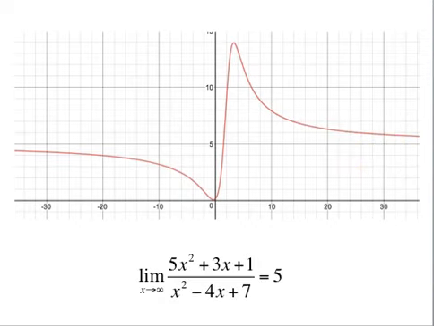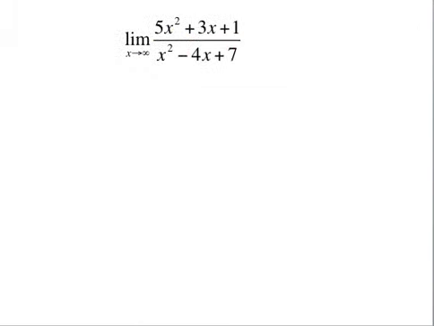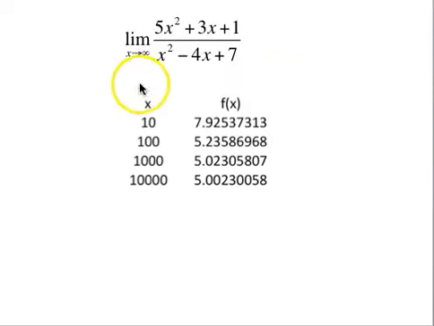And we can make the argument that the limit as x goes to infinity of this function appears to be 5. We can also look at values. If I plug in various values for x, what is the function heading to? If I plug in 10, this function's at 7.925, not very close to 5. Plug in 100, 5.235, etc. Plug in 1,000, 5.02, etc. Plug in 10,000, 5.002.